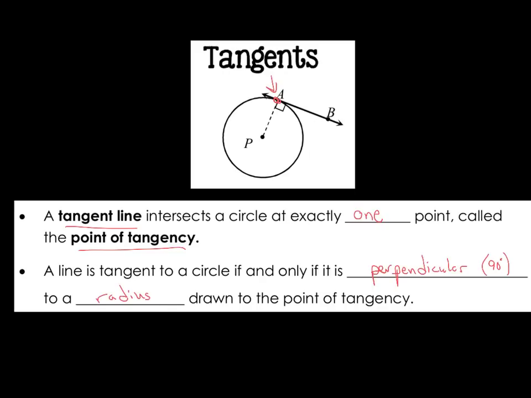A line is tangent to a circle if and only if, so this goes backwards and forwards, it's perpendicular, which indicates that it meets at 90 degrees, to a radius drawn to the point of tangency. So here is our radius, and here's our tangent line, and there's the 90-degree symbol, which indicates that it's perpendicular to the radius, thus line AB. And we're going to use our notation: line AB is tangent to circle P at point A.